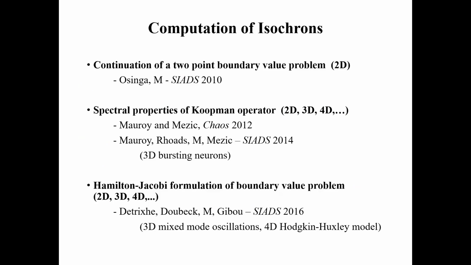Okay. A little history of computing isochrons. I didn't show, in the olden days, you just used various kind of backward integration methods and stuff like that. Back in 2010 with Hinke Osinga, we formulated this as a two-point boundary value problem related to spectral properties of the Koopman operator. So Alex and Igor, and then I got involved with one of the papers there. With my colleague Frederic Jabou, we then did a Hamilton-Jacobi formulation of this and so on.